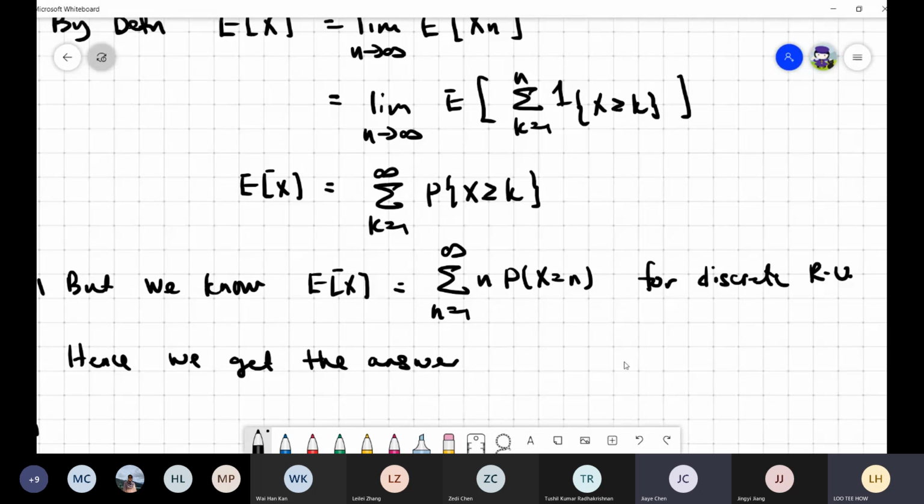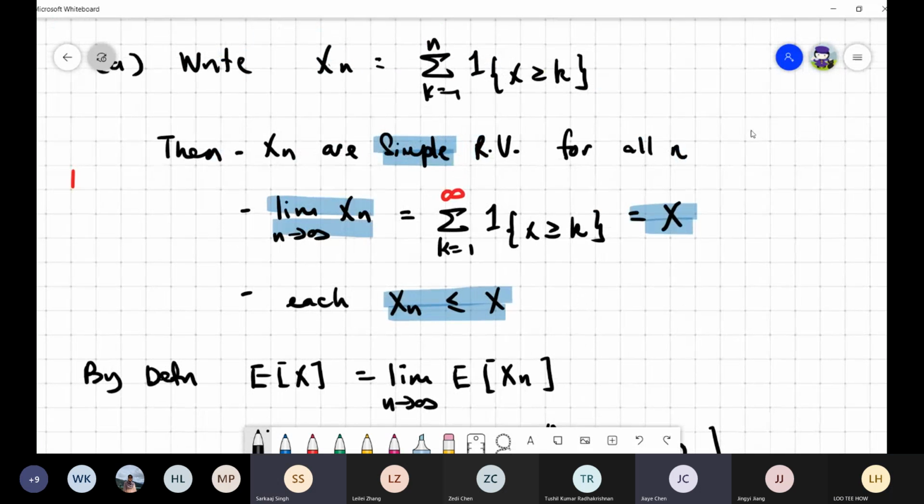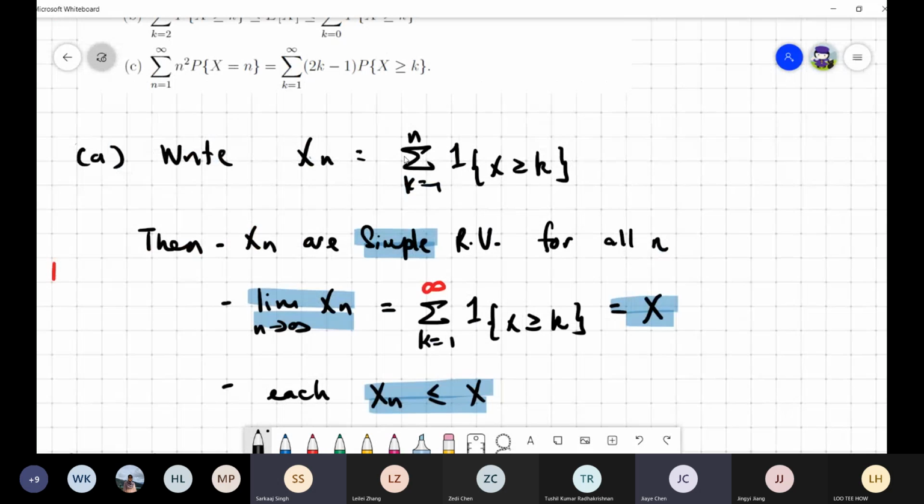But can it be a simple random variable? It's not disjoint. Which one? Come again. So you know how you define xn as a simple random variable? Doesn't the set for the indicator function have to be disjoint? Oh, okay.